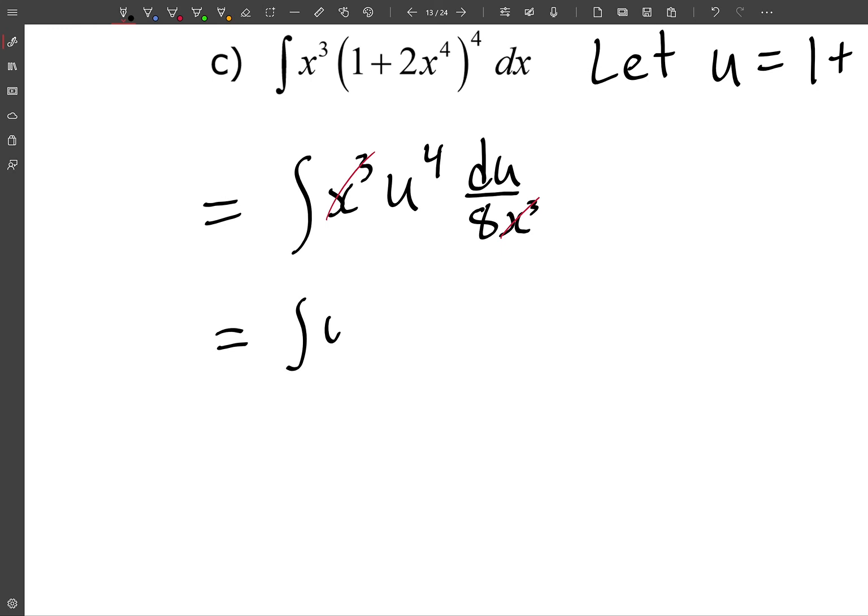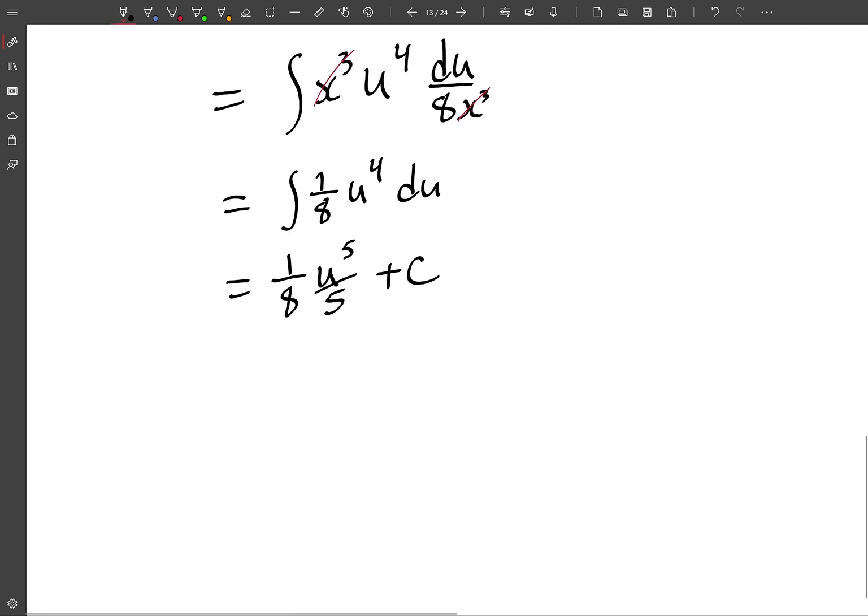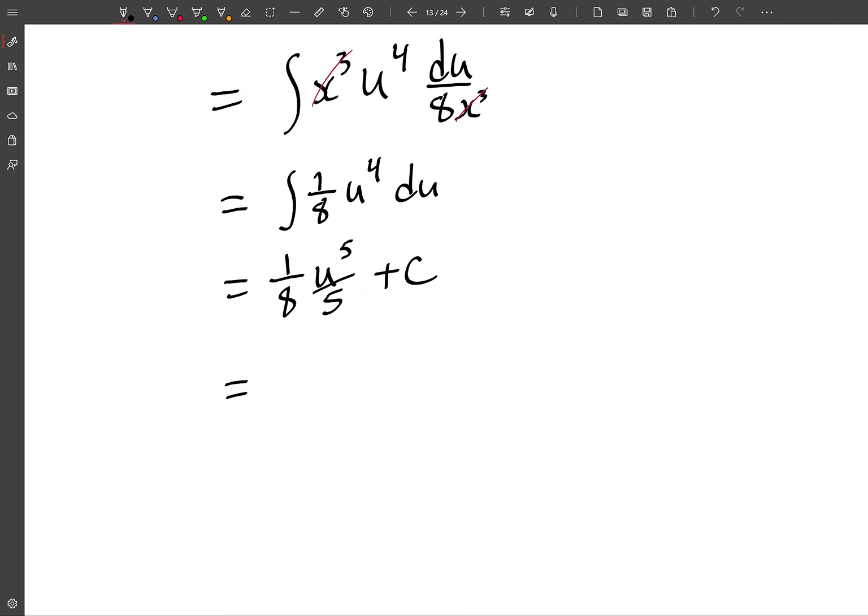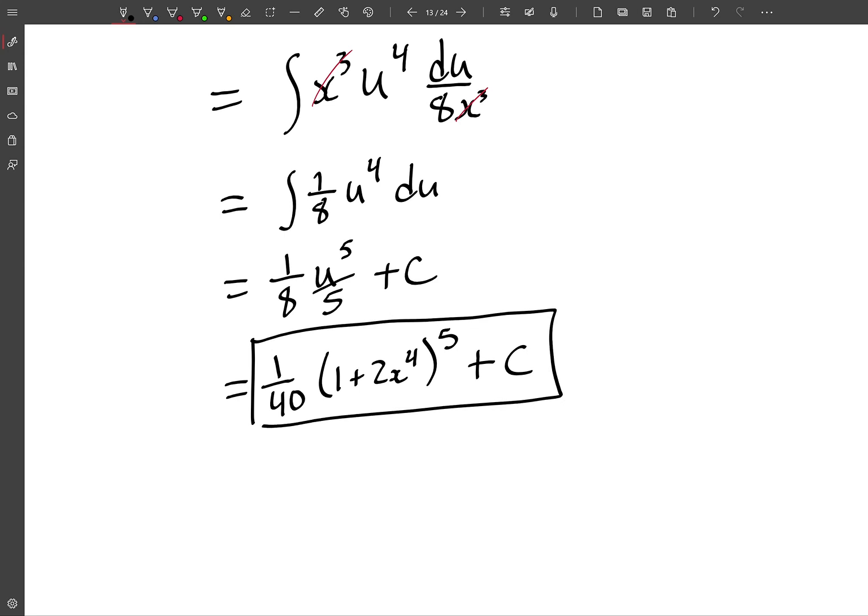This becomes the integral of 1 over 8 u to the power of 4 du, which is, taking the integral, 1 over 8 u to the power of 5 over 5 plus c. And when we substitute back in, that becomes 1 over 40, (1 plus 2x to the power of 4) to the power of 5 plus c. Easy peasy, beautiful cover girl. That ended differently than I started, but I'm not mad at it.